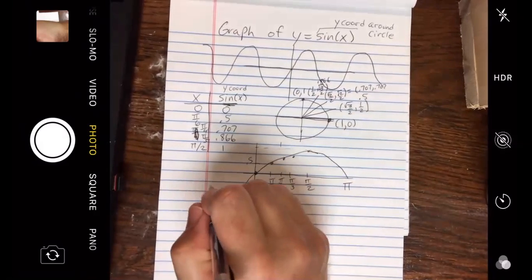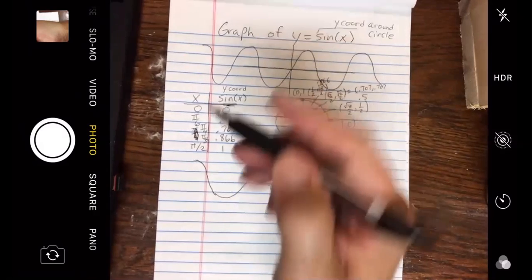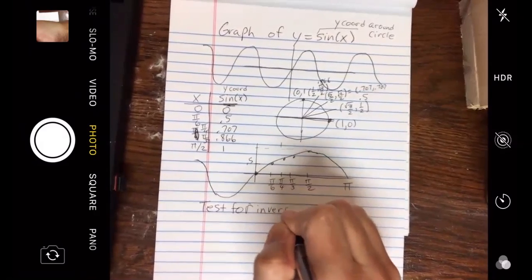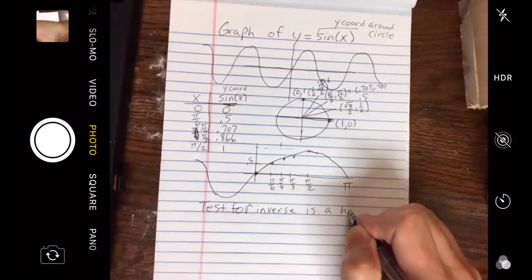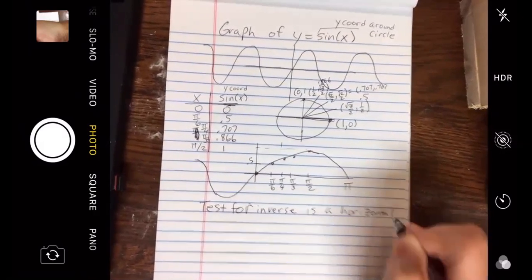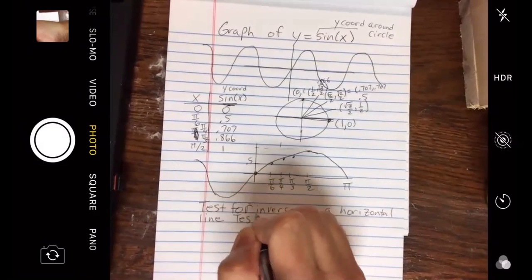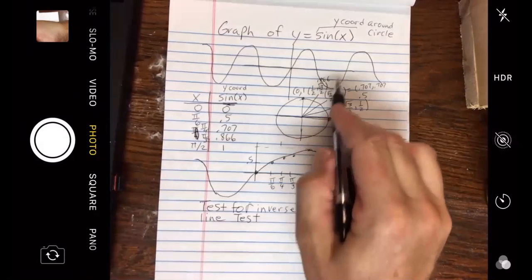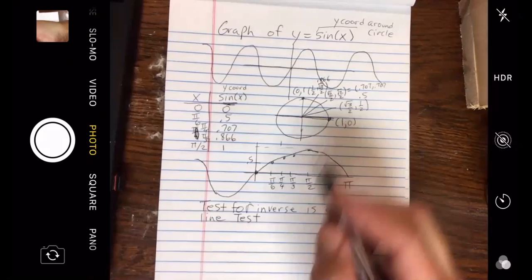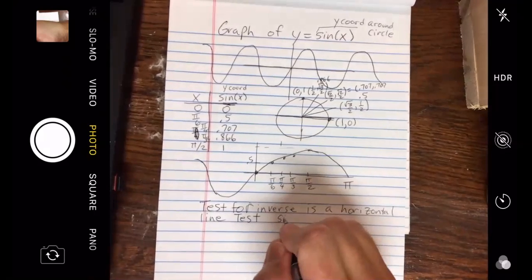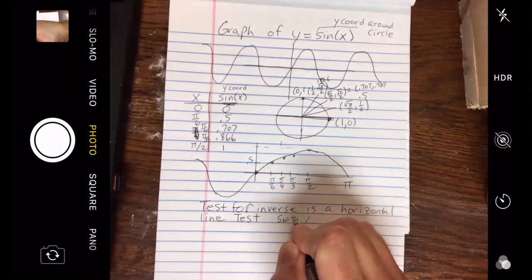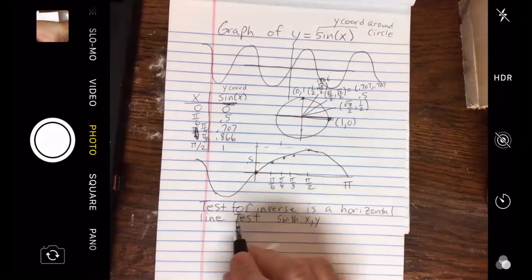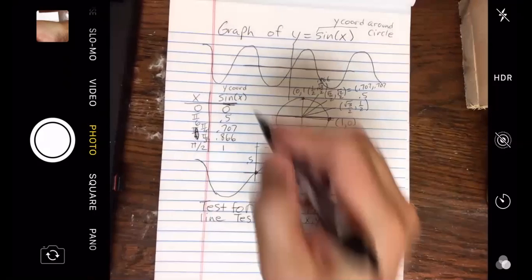All right. The point being for this section is the test for inverse is a horizontal line test. Remember, the test for function is vertical line test, and it passes that. Vertical line only cuts through this once anywhere. But when you go to inverse, you switch x and y, and your vertical line test becomes a horizontal line test. And you can see this spectacularly fails.